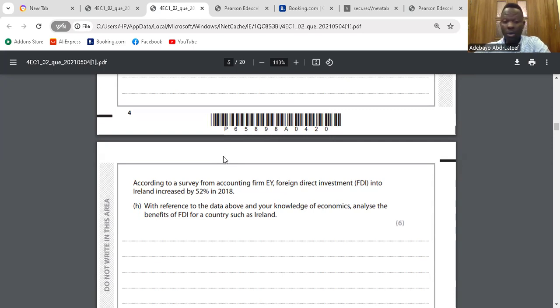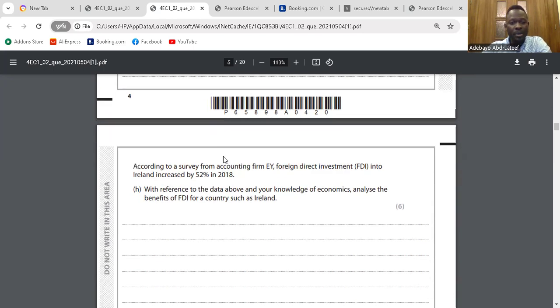Okay, we have FDI, right? There's 1H. So it said, according to the survey, with reference to the data above and your knowledge of economics, analyze the benefits of FDI for a country such as Ireland. FDI is the measure of inward investment from abroad into a country. That is FDI, which brings about MNCs anyway.